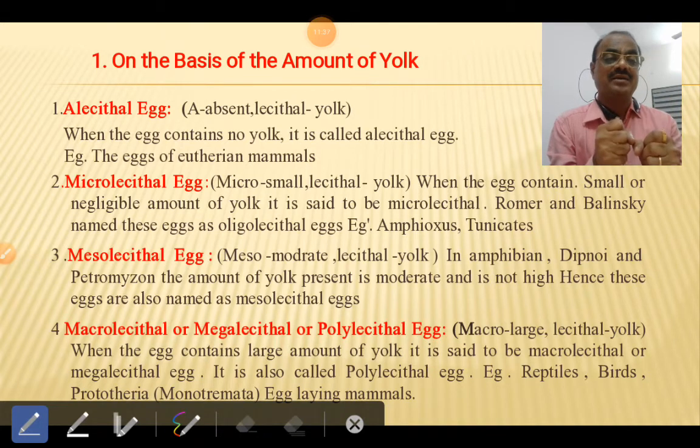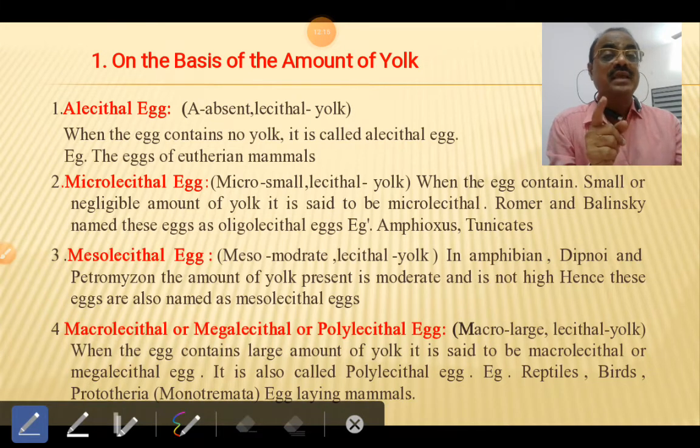Macro means large, more. In these eggs, large amount of yolk is present. Particularly examples are reptiles and birds, as well as egg-laying mammals, that is called the Prototheria. In Prototheria, reptiles and birds, the egg size is very large, and those eggs contain a large amount of yolk, and that's why that is called the macrolecithal, large amount of yolk.